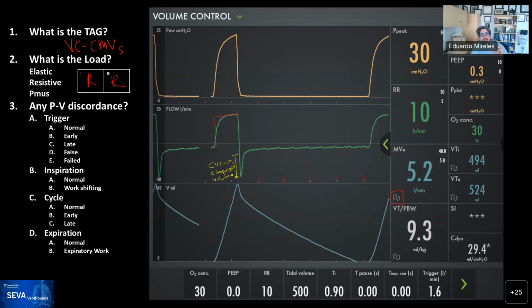A rule of thumb is that a compliance of 45 is mild ARDS, 40 is moderate, and severe ARDS is about 35. So 35, 40, and 45 are the numbers you want to remember. Above 45, you're getting more towards normal compliance. This is a rule of thumb.